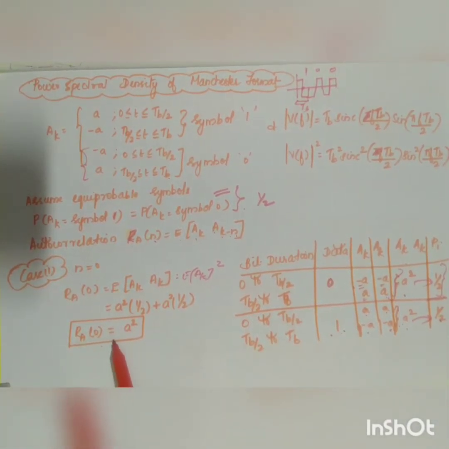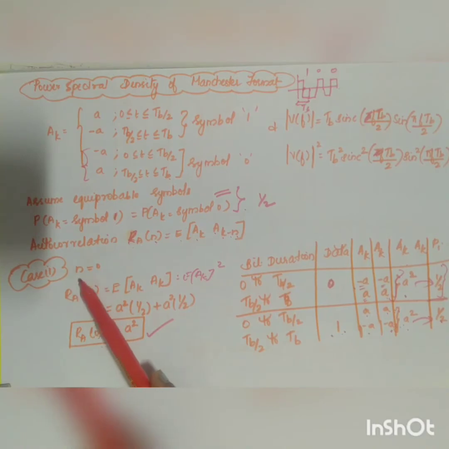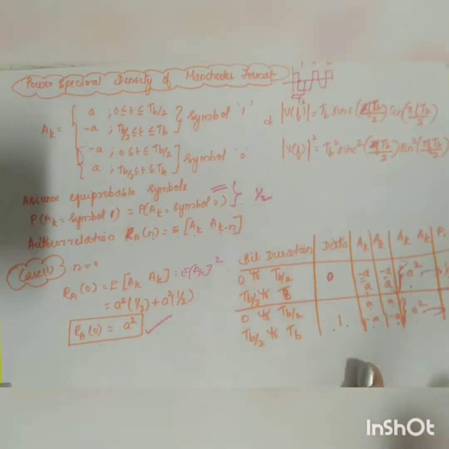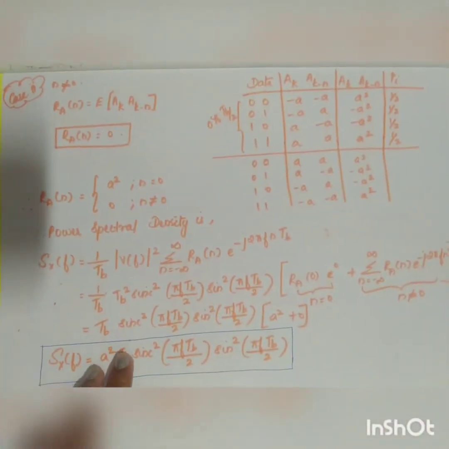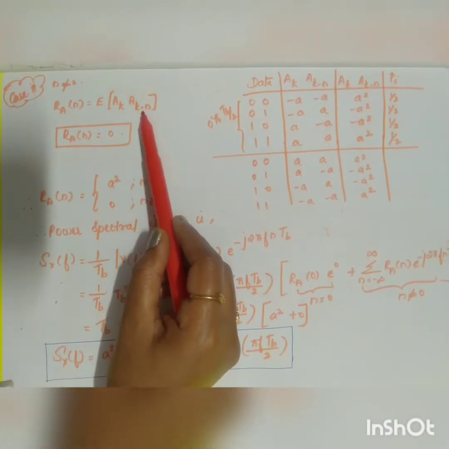So R_A(0) is equal to A square. Now you have got your first value. Now you have to find out case 2. Case 2 is when n is not equal to 0. So when n is not equal to 0, what will you have? R_A(n) is equal to the expectation of A_k into A_{k-n}.